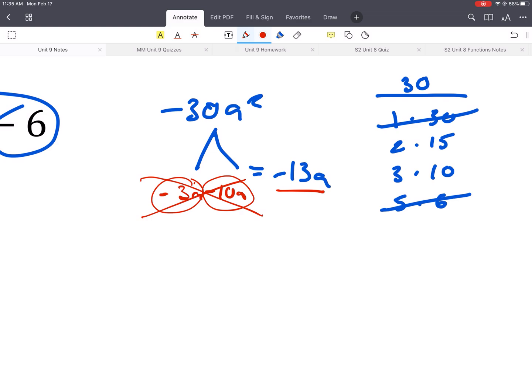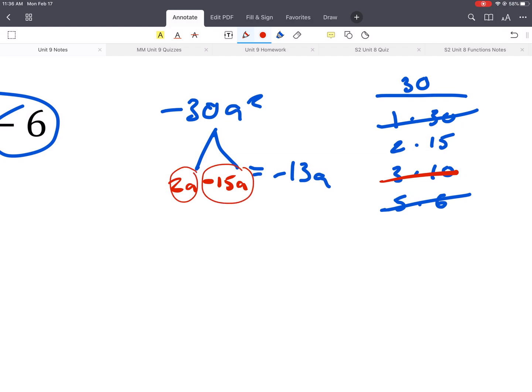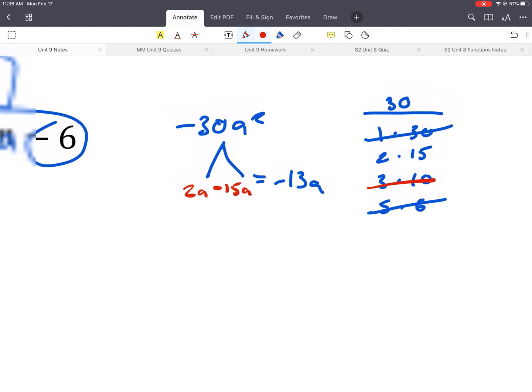So oftentimes there'll be problems like that where it looks like there's 2 that could possibly work, but then one of the signs will be wrong. So be careful with that. So here, 3 and 10 doesn't work. But what about 2 and 15? Which one needs to be negative and which one needs to be positive? It would have to be a negative 15a and a positive 2a to make that work. Now if we multiply those together, that gives us negative 30a squared, and if we add them together, that gives us negative 13a.